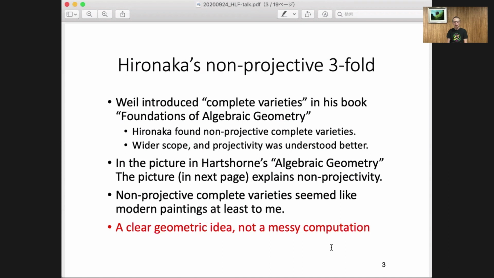So to me, when I was a junior, non-projective complete variety seemed like modern paintings, at least to me. Another point is that it was a very clear geometric idea, nothing like a messy computation. So I was very much attracted to that. That's the essence in algebraic geometry.